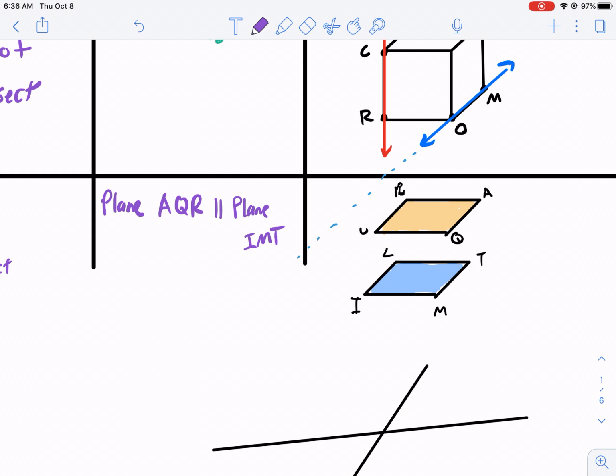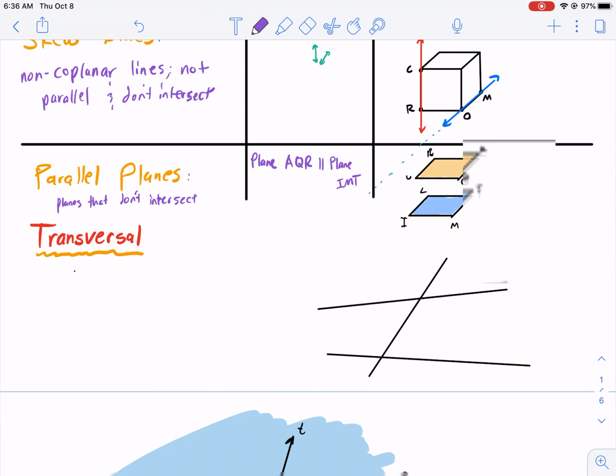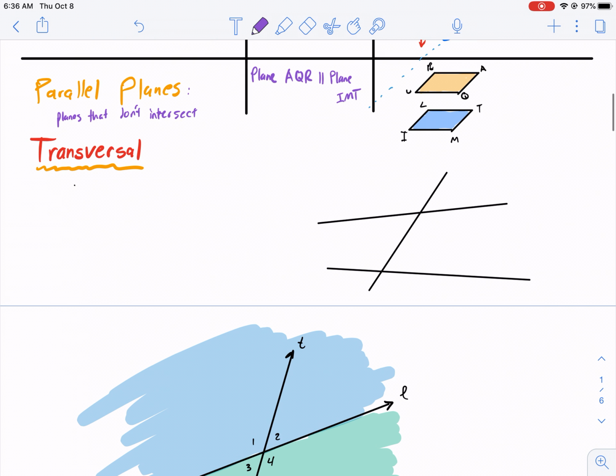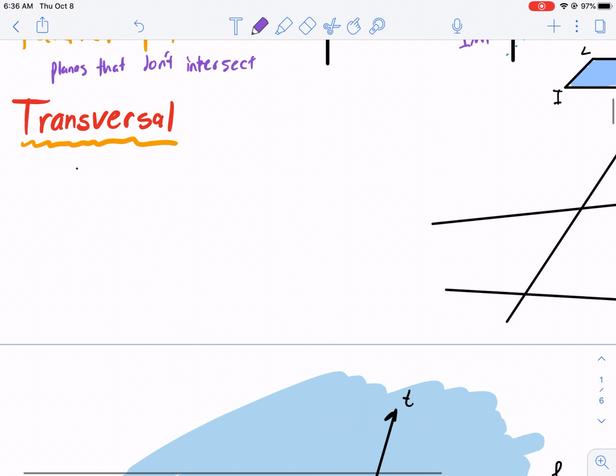Remember, we label planes with 3 letters. Okay. So those are parallel. That's kind of like the basic pre-part. Let's get into the more interesting part. In my opinion, transversals are really cool.